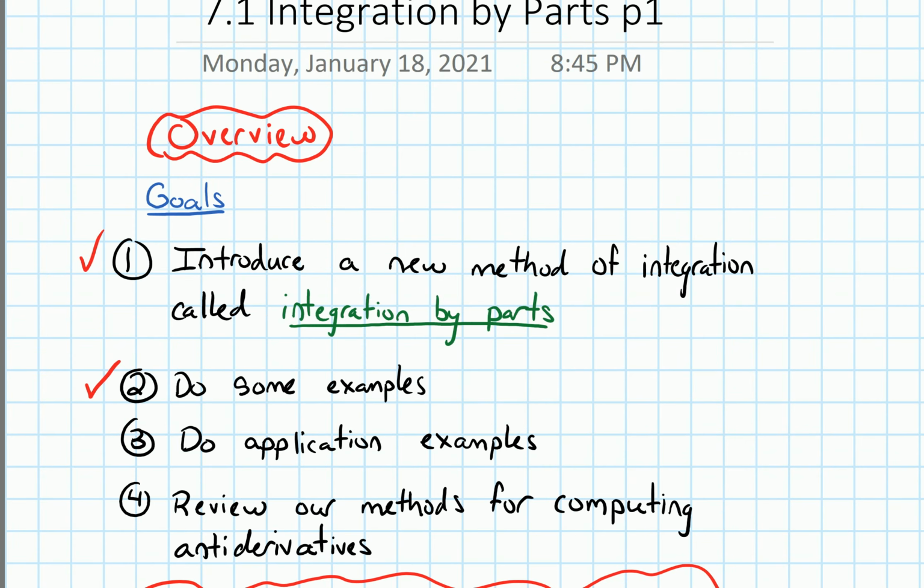Alrighty, so in terms of our goals, we have finished our third goal, which is doing an application example. This was definitely a step up in difficulty, but there are a lot of really good concepts in here that we practiced integrating together and combining. All right, in the next video, we will review our methods for computing antiderivatives and look at one final example.